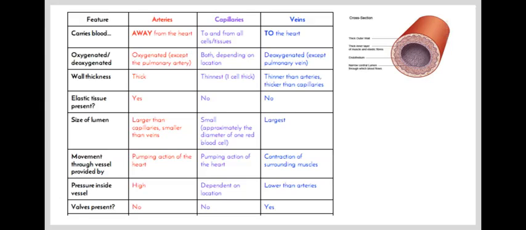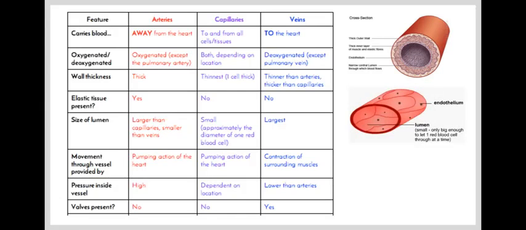Now, with our capillaries, these are our smallest blood vessels, and their job is to carry blood to and from all of the cells and tissues within our body. So depending on the location of the capillary in the body, they can carry either oxygenated or deoxygenated blood. If they're carrying blood to the cells, they're most likely carrying oxygenated blood. The capillaries then drop off the oxygen and therefore become deoxygenated as they move away from the cells.